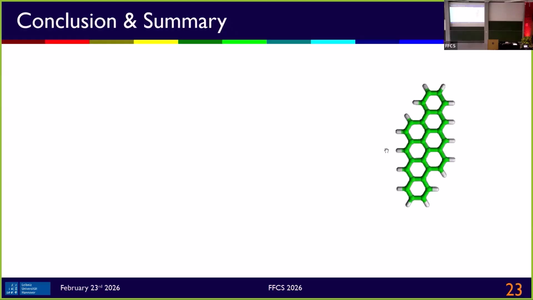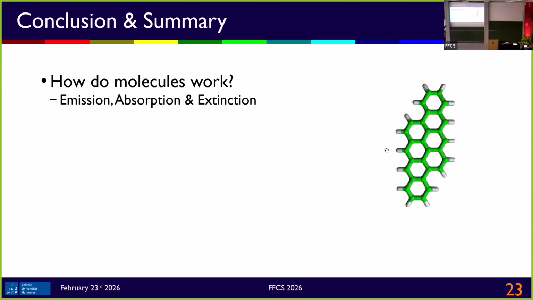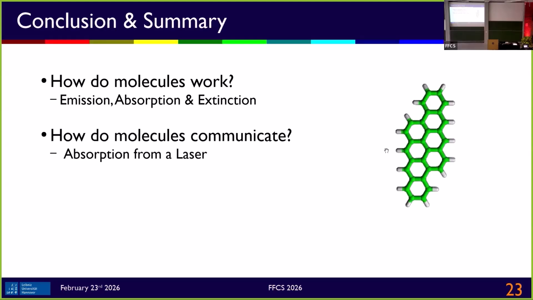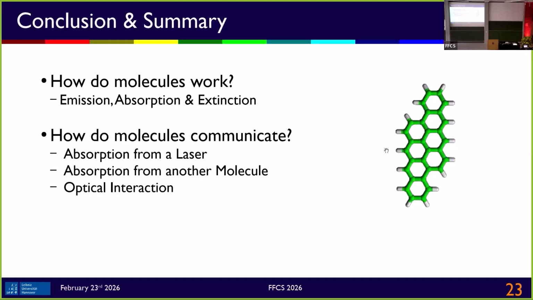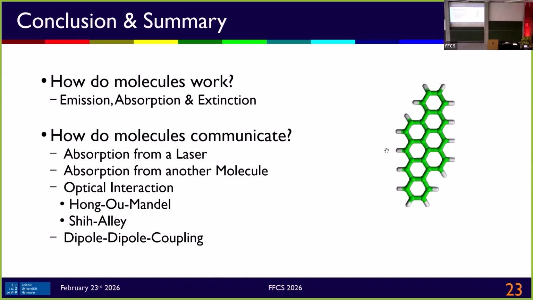So let me sum up pretty quickly here. I tried to explain how molecules work. They can emit, absorb, and extinct light, as single photon sources. Then I tried to elaborate a little bit on how molecules communicate. For example, there was the absorption of a laser, which we tried to optimize. Then there was the absorption from another molecule. We have this optical interaction such that we superimpose two photons on a beam splitter, for example, for the Hong-Ou-Mandel effect. And then the dipole-dipole coupled molecules. And the last thing was the spin-photon interface with carbenes.